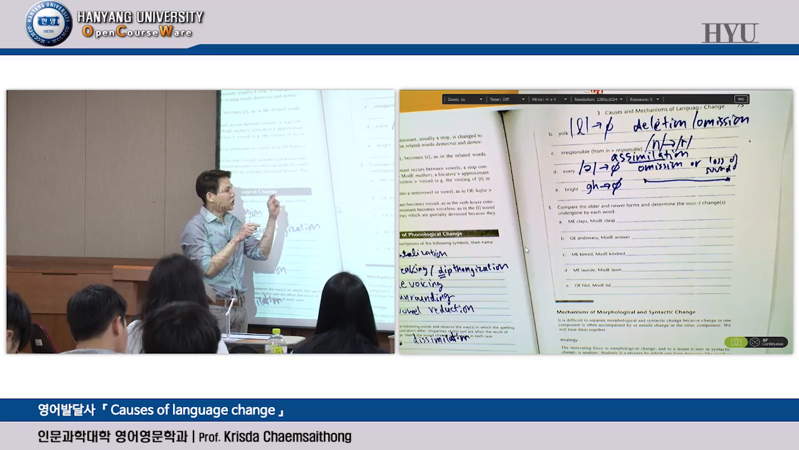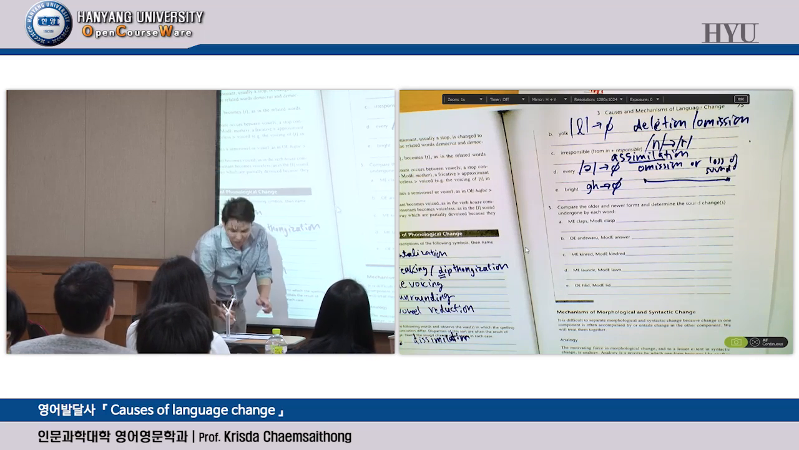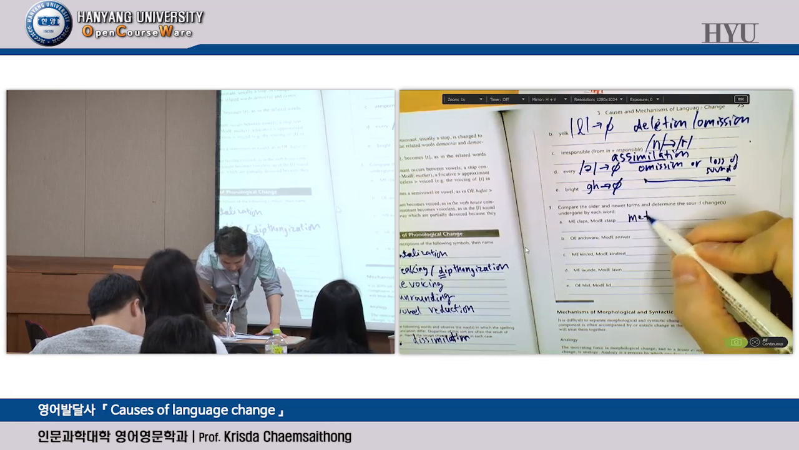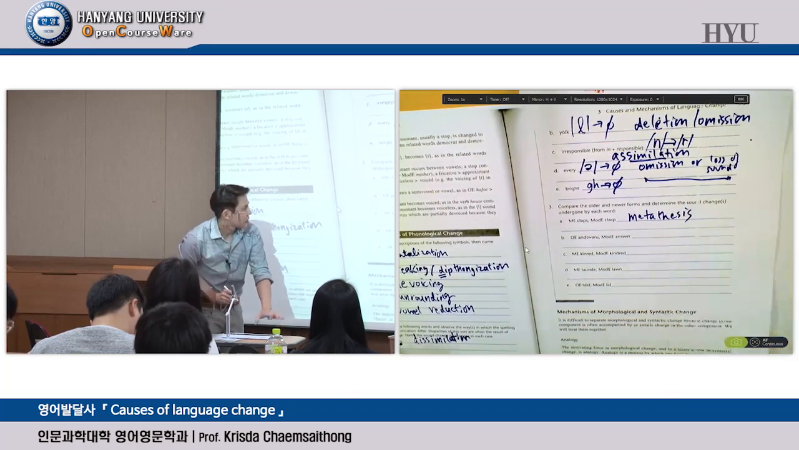Number 3, claps and clasp. This is easy, right? 2 sounds got switched, so we call it metathesis, right?